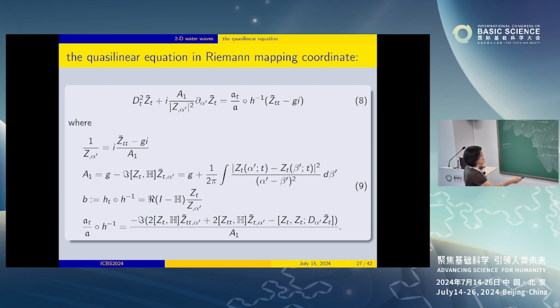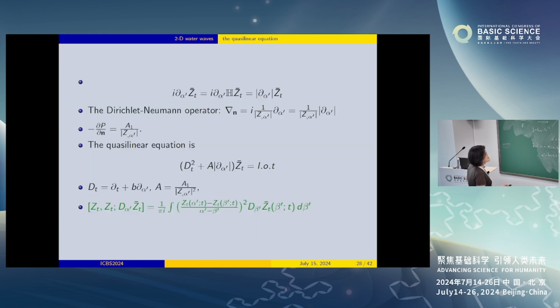The left-hand side has two derivatives of Z_t, spatial derivative, and the right-hand side looks like it's much better, okay? And the same here. Okay, so this is a quasi-linear equation, and everything is figured out here. So now I think it's just a remark, okay? So what is i ∂α Z_t, right?